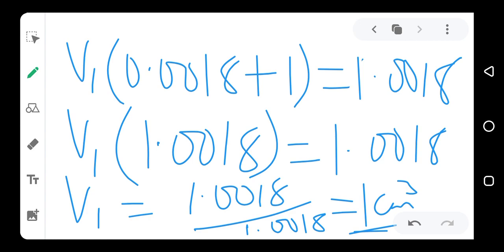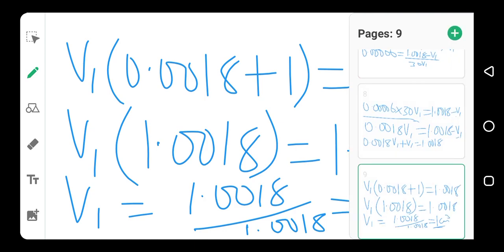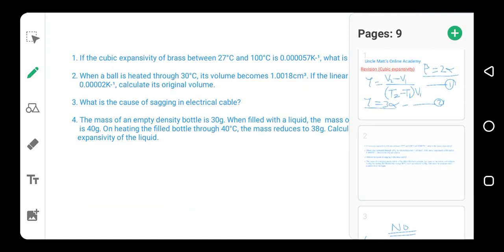They just tested our knowledge of the relationship between the cubic expansivity and the linear expansivity, and also our knowledge of the cubic expansivity, volume and temperature change. So we were able to break it down into separate relationships: establishing the relationship between the cubic expansivity and the linear expansivity, and establishing another relationship for the cubic expansivity and the volume and temperature change. So we now solve the other example.